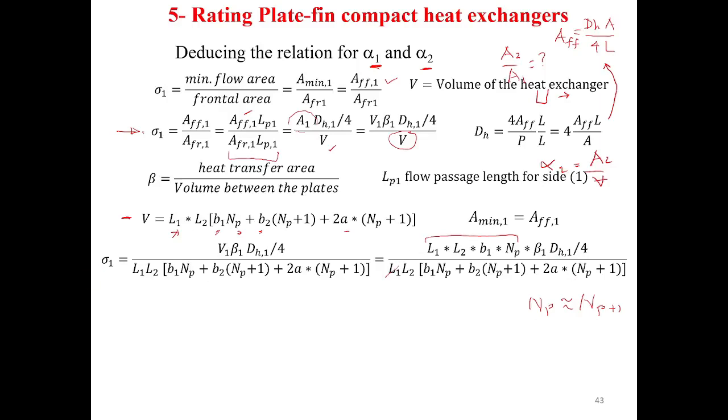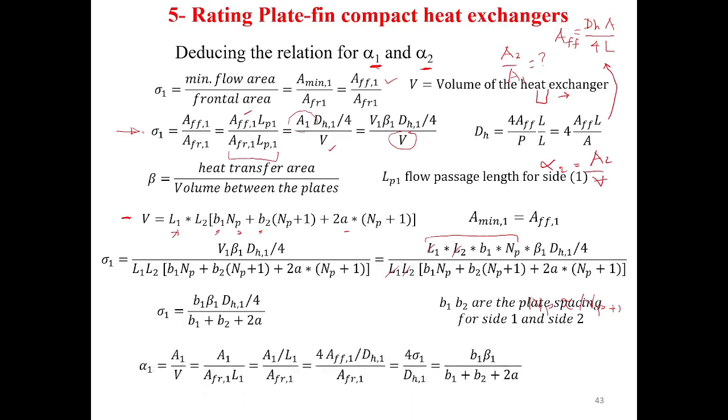You can take L1 with L1 and L2 with L2. You can take NB as a common factor here also, and then you can reduce the above equation into this equation. So you get B1 times beta multiplied by the hydraulic diameter for side 1 divided by 4, and then the whole thing is divided by B1 plus B2 plus 2A. You can do the same thing also for side 2. You can write sigma 2 as, and you change beta 1 to beta 2, and the hydraulic diameter is going to be d_h2.